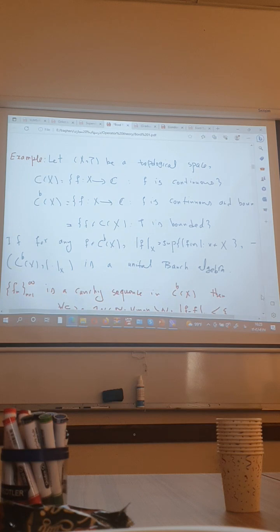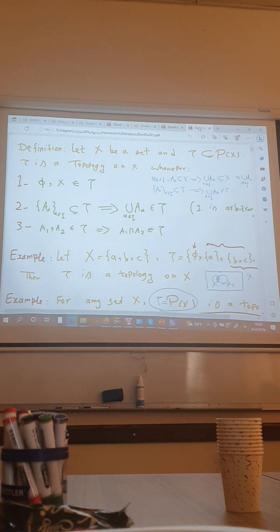We need the definition of topological space. In this definition, in your harmonic analysis course, we define the topology and topological space. Yes, this is the definition in your harmonic analysis course, okay? This is the definition of topology.